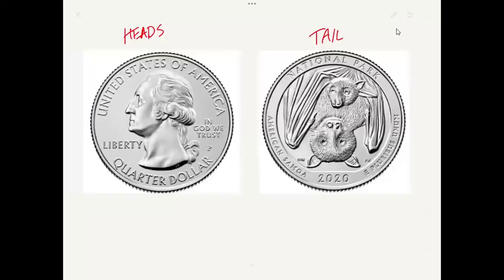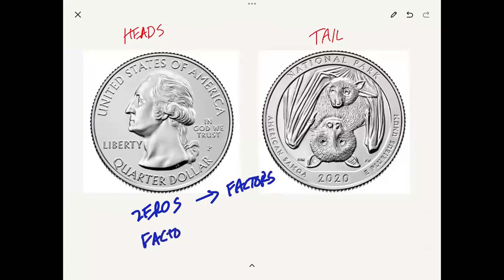So let me kind of jump in this. Now on my screen, I have two quarters, one with the heads up, one with the tails up. And basically the whole idea is if you know what the zeros are, you know the other side is going to be factors and vice versa. If you know what the factors are, you should be able to tell me what the zeros are, right? So if I tell you that the coin is heads up, then you know the other side has to be tails, vice versa. So if I know the zeros, then I know the factors. If I know the factors, I know the zeros.